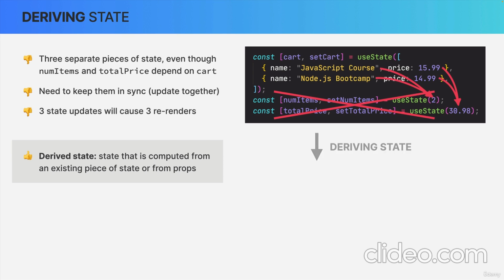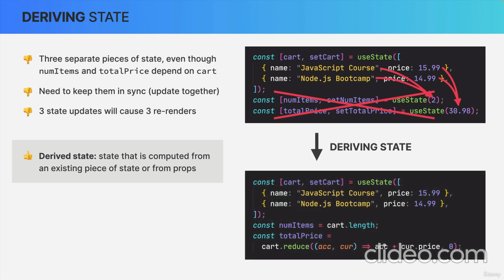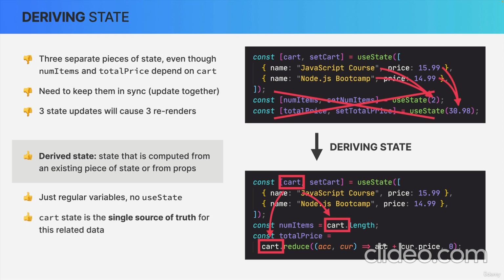Instead, we can simply derive the num items and total price state from the cart and therefore solve all these problems, because the cart already contains all the data that we need. So here we simply calculate num items as the cart length and total price as the sum of all prices and store them in regular variables. There is no useState required here, which will cause no unnecessary re-renders. The cart state acts as a single source of truth for these related pieces of state, making sure that everything will always stay in sync.